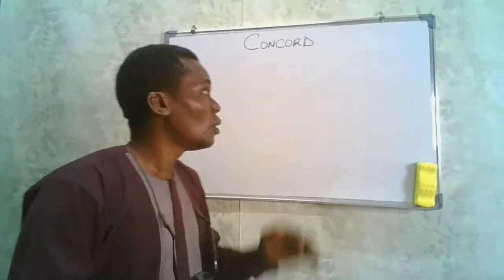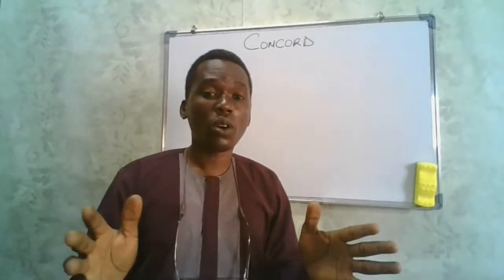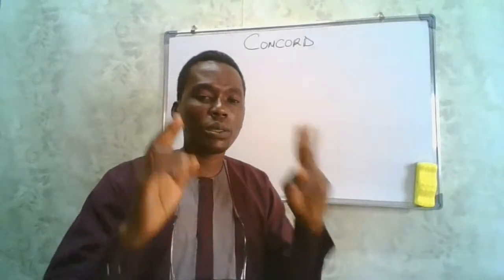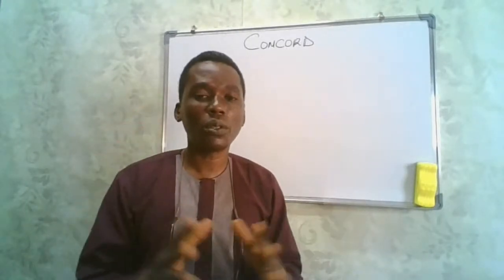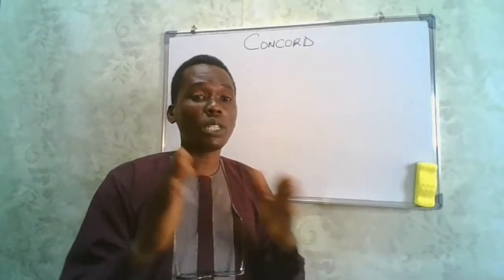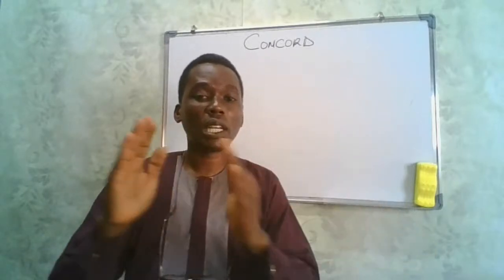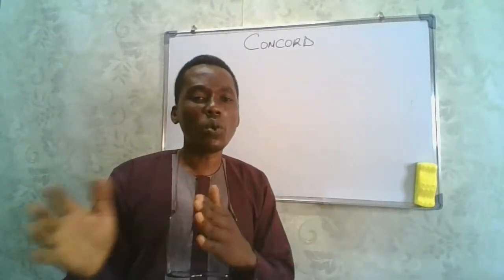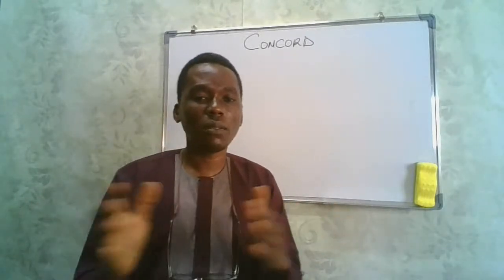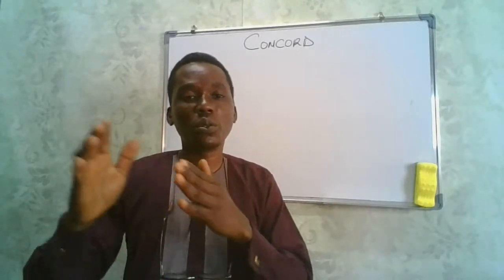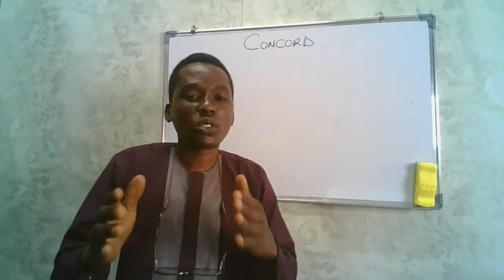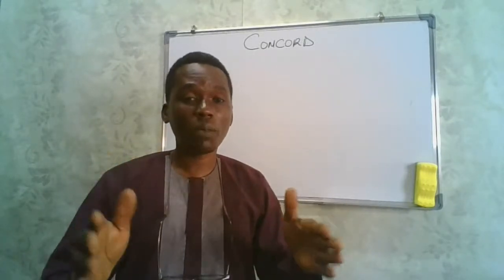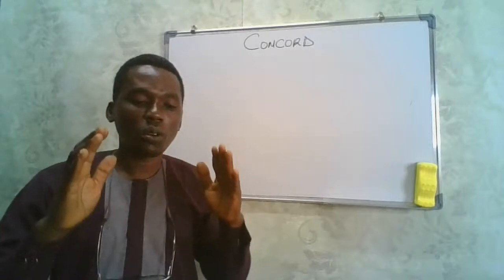In today's class, we'll be looking at Concord. Today we'll be looking at Concord and we'll be looking at 3 different rules of Concord. Now remember, Concord has to do with your subject and verb relationship. So when we know how to combine subject and verb, we can be able to talk more or solve some questions on the English language. So if you are preparing for JAMB, this class is just for you.